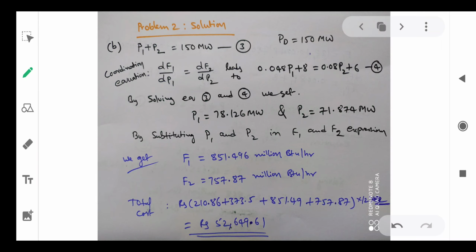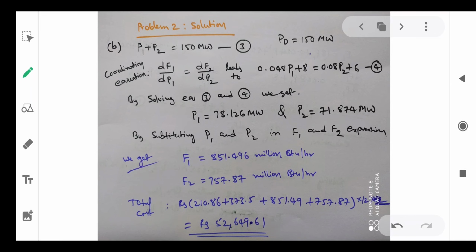Second case, PD is equal to 150 megawatts, therefore P1 plus P2 is equal to 150 megawatts and dF1 by dP1 equal to dF2 by dP2. By using the second equation, this is equation number 3 and 4, by solving these two equations, you will obtain P1 as 78.126, P2 is equal to 71.874 megawatts respectively.